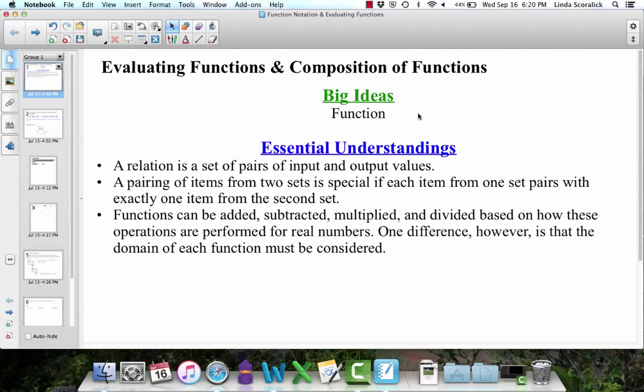It's also important that you understand that functions can be added, subtracted, multiplied, and divided based on how these operations are performed for real numbers. One difference, however, is that the domain of each function must be considered.